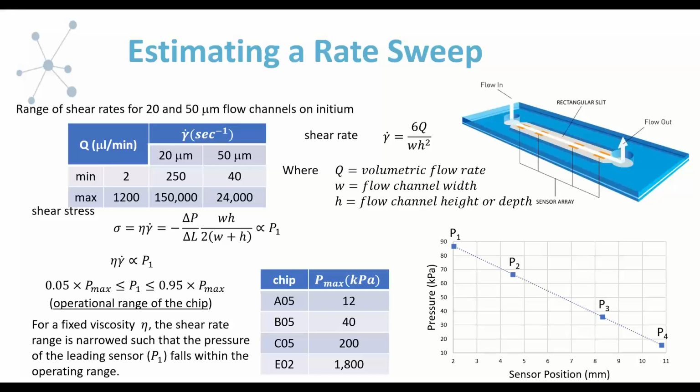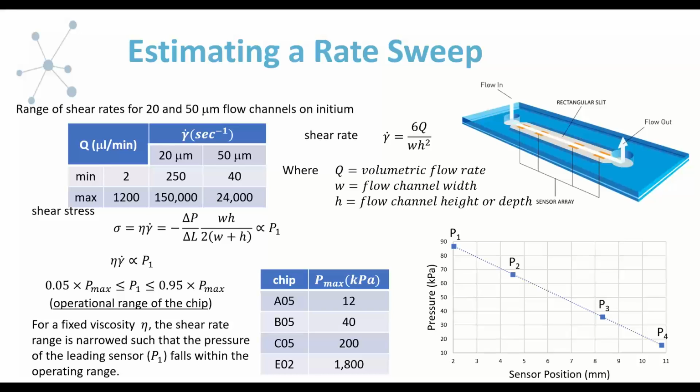So on the Initium One Plus, the minimum flow rate is 2 microliters per minute. The maximum flow rate is 1,200 microliters per minute. And for the two different channel depths, that corresponds to 20 micron. For the 20 micron flow channel depth, the E02 chip, minimum shear rate is 250 inverse seconds, and the maximum is 150,000 inverse seconds. And then for the A05, B05, C05 chip series, the minimum shear rate is 40 inverse seconds, and the maximum is 24,000 inverse seconds.